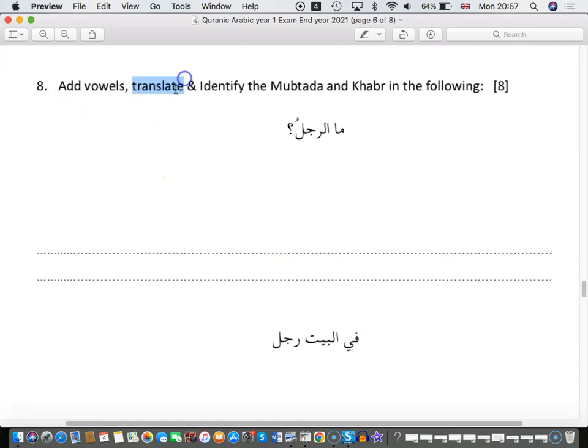Translate. So in your exam, I would suggest, if you guys are very clumsy with questions, have a highlighter and just highlight which parts of the questions you are expected to answer. So add vowels, that's one part. Number 2, translate, that's another part. Number 3, identify the mubtada and khabar. There's three things I'm expecting from you in that. So you might just rush the question and just translate or something, and you just get confused. So okay. First of all, add vowels. Then we're going to translate, and then we're going to do identification.